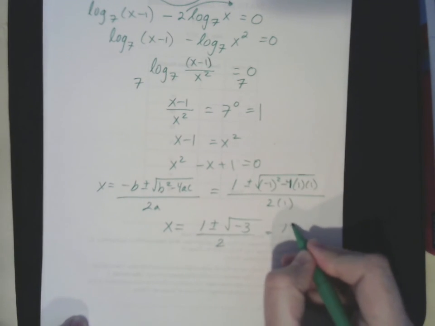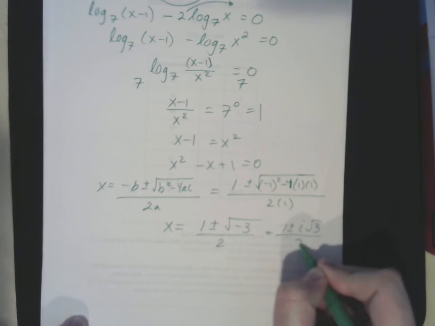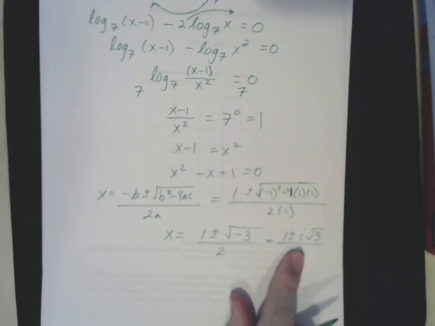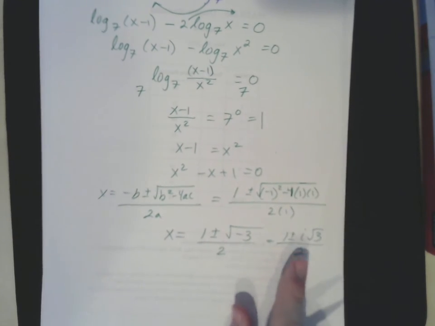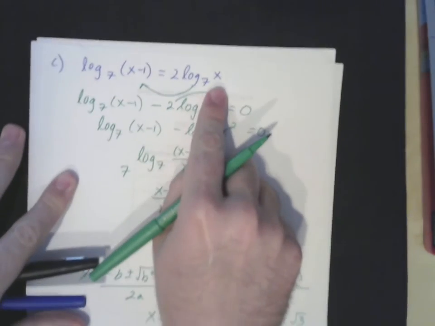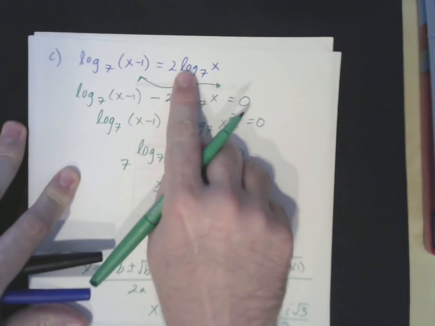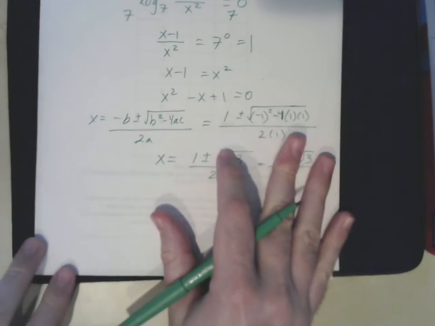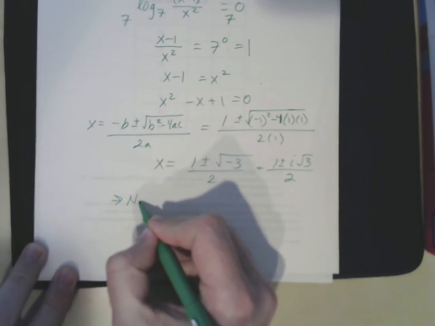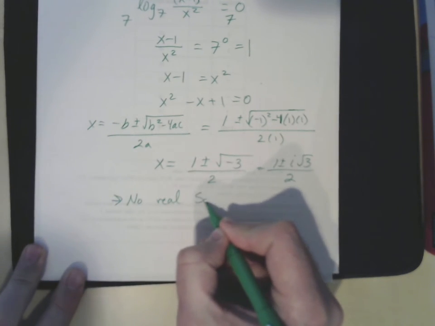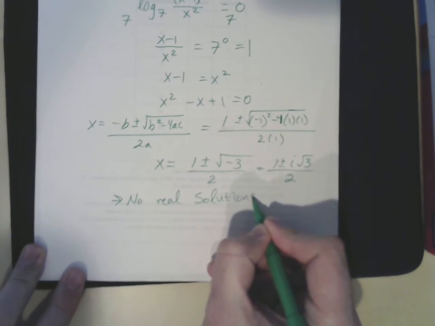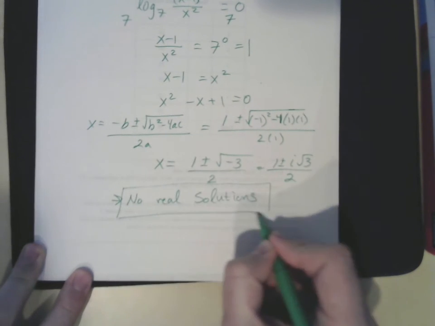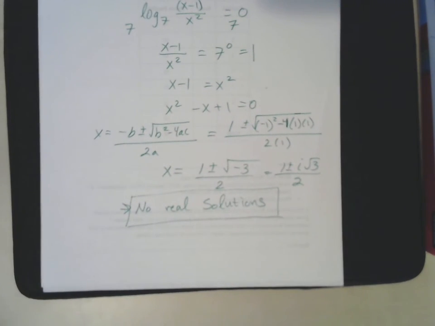Now we can write this as 1 plus or minus i root 3 over 2, but this is imaginary. This is a complex number. And again, if we go back to the original equation, our log base 7 of x can only take positive real numbers. So that means that we have no real solutions to this problem. Because logarithms don't take complex numbers, they're not actually quadratic, which means they don't actually have complex solutions.